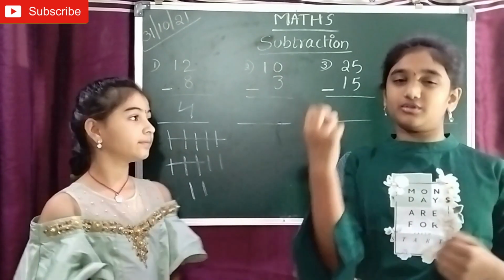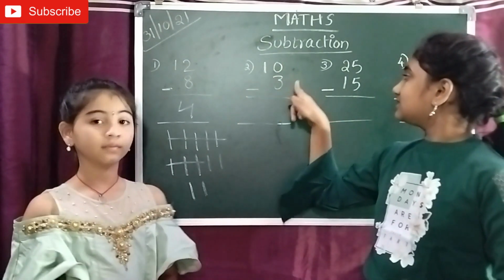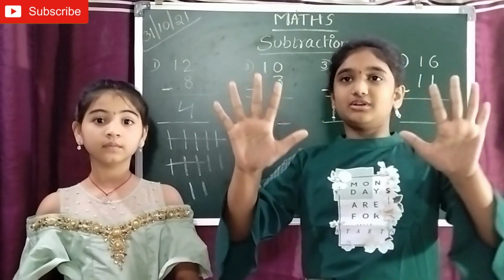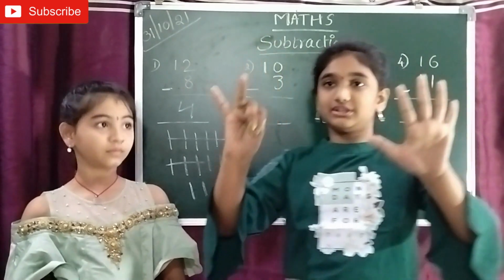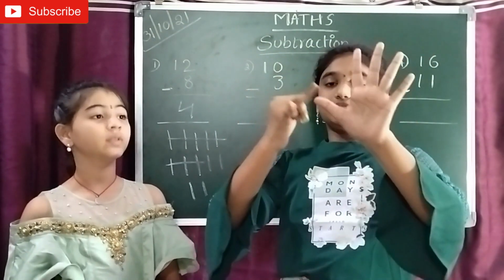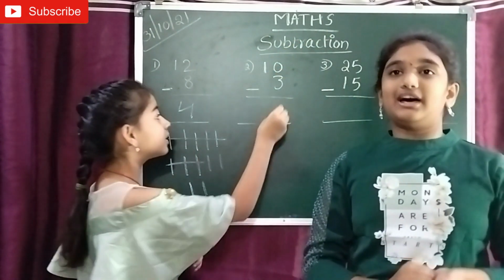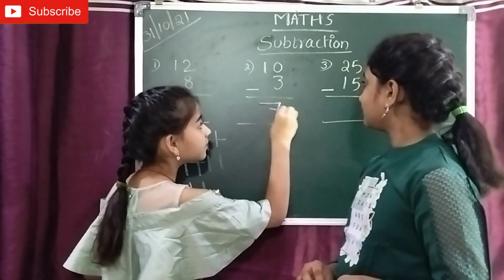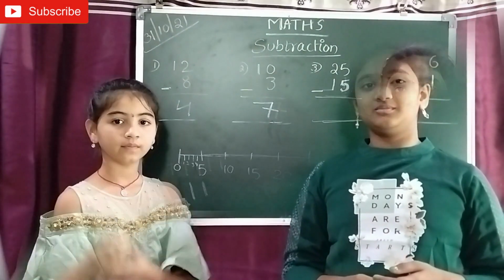So now let's move on to the second example. The second example is 10 minus 3. 10 fingers up. 3 means we have to remove 3. 1, 2, 3. How many fingers are left? 1, 2, 3, 4, 5, 6, 7. So the answer is 7. 10 minus 3 equals 7.